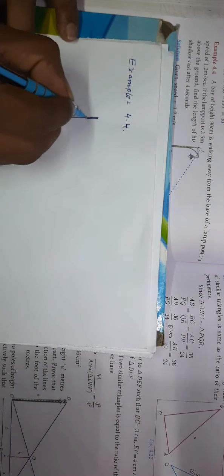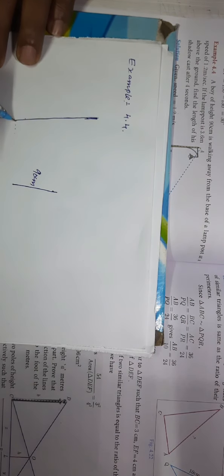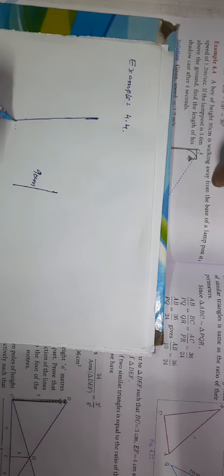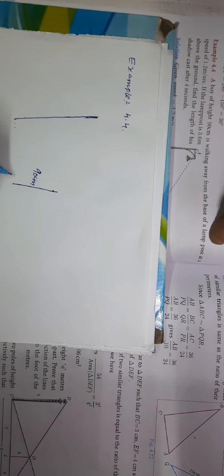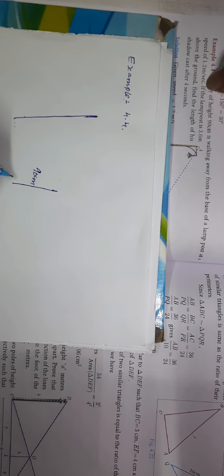So I can draw the lamppost, right? A boy is walking away from the base of the lamppost, and the boy is coming here. The boy's height is 90 centimeter. First the boy is standing at the lamppost and he is walking away from the base of the lamppost at a speed of 1.2 meter per second.